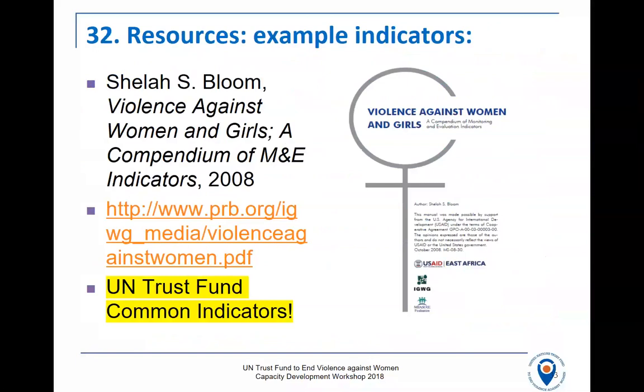We have some resources we will send you. There's a whole booklet with example indicators. Unfortunately, that's only in English. We have our own indicators. So the UN Trust Fund has devised 15 indicators which we will ask you to look at and see whether you can introduce into your project. It's not mandatory, but we have some indicators that we find useful to measure progress across all the projects.